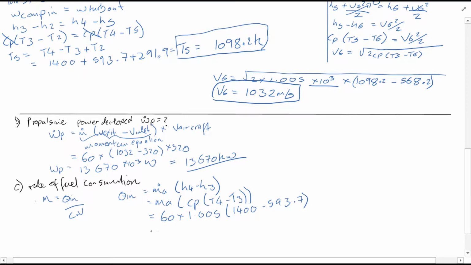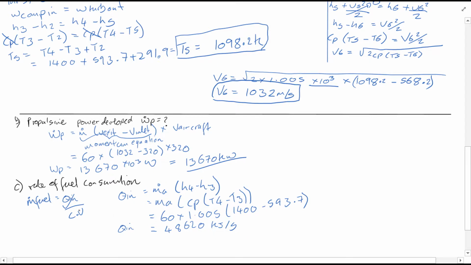You'll find that Q in is equal to 48620 kilojoules per second, and of course now we found this value, we can find the rate of fuel consumption, which is, apologies, I should have made this clear, this is the mass of fuel coming in.